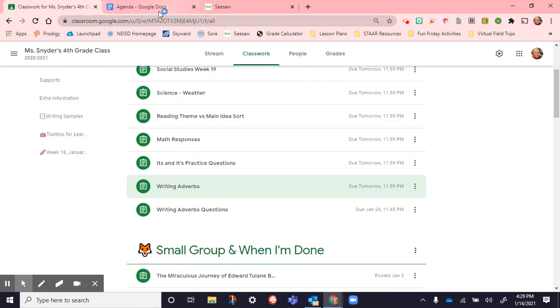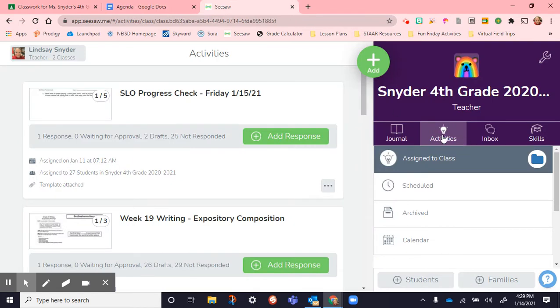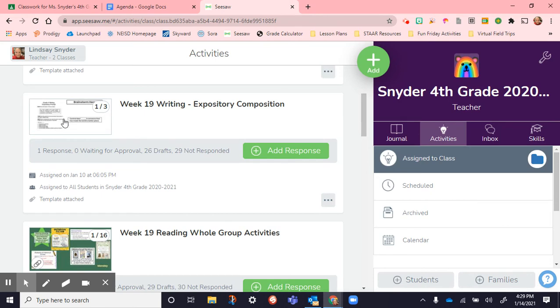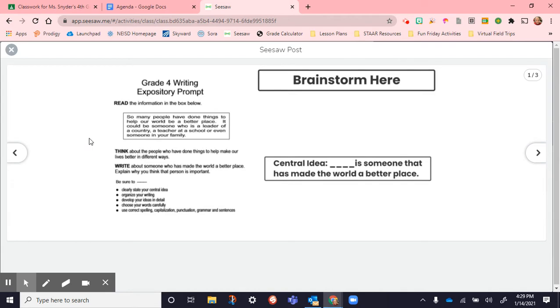And then for Seesaw, for our composition, we went here and we looked at this prompt. The prompt is to write about someone who has made the world a better place. Explain why you think that person is important. And so we talked about how this has two parts. The first part is we're talking about someone who has made the world a better place. So first we had to pick someone that we think has made the world a better place.